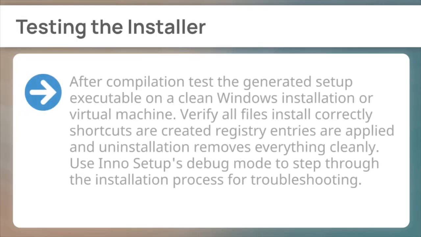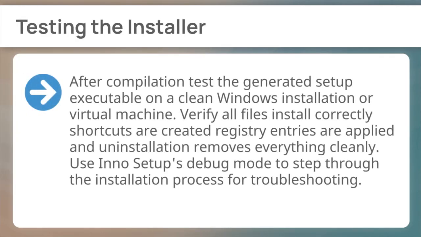Finally, testing the installer. After compilation, test the generated setup executable on a clean Windows installation or virtual machine. Verify all files install correctly. Shortcuts are created, registry entries are applied, and uninstallation removes everything cleanly. Use Inno Setup's debug mode to step through the installation process for troubleshooting.